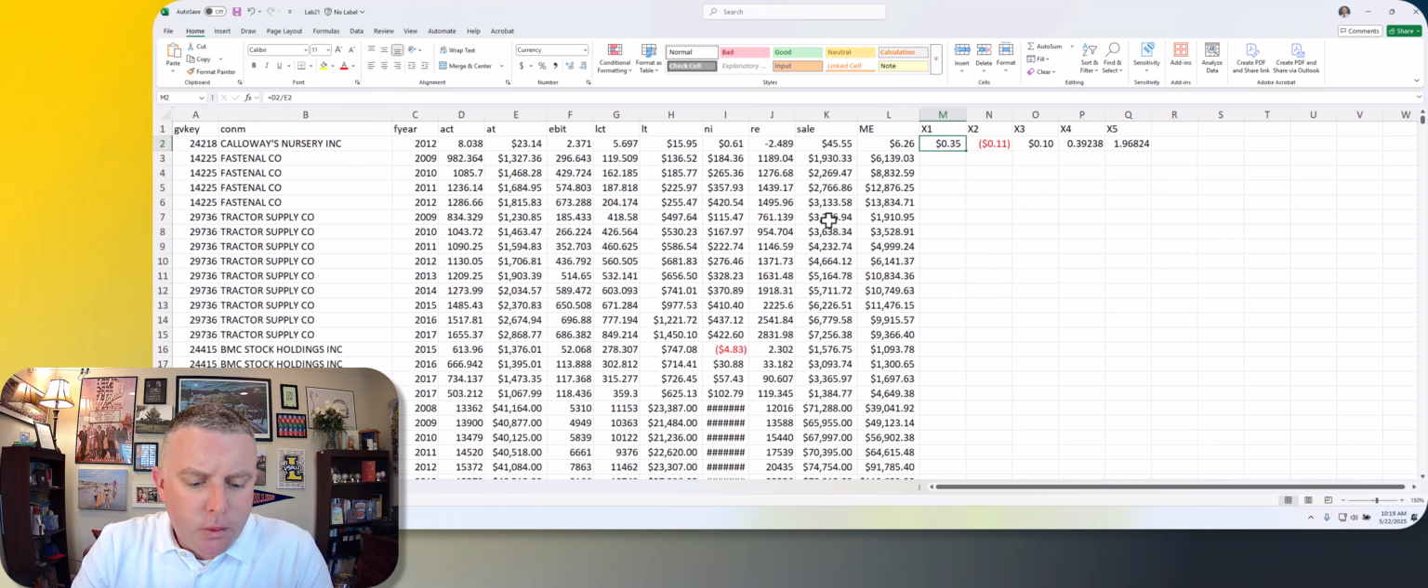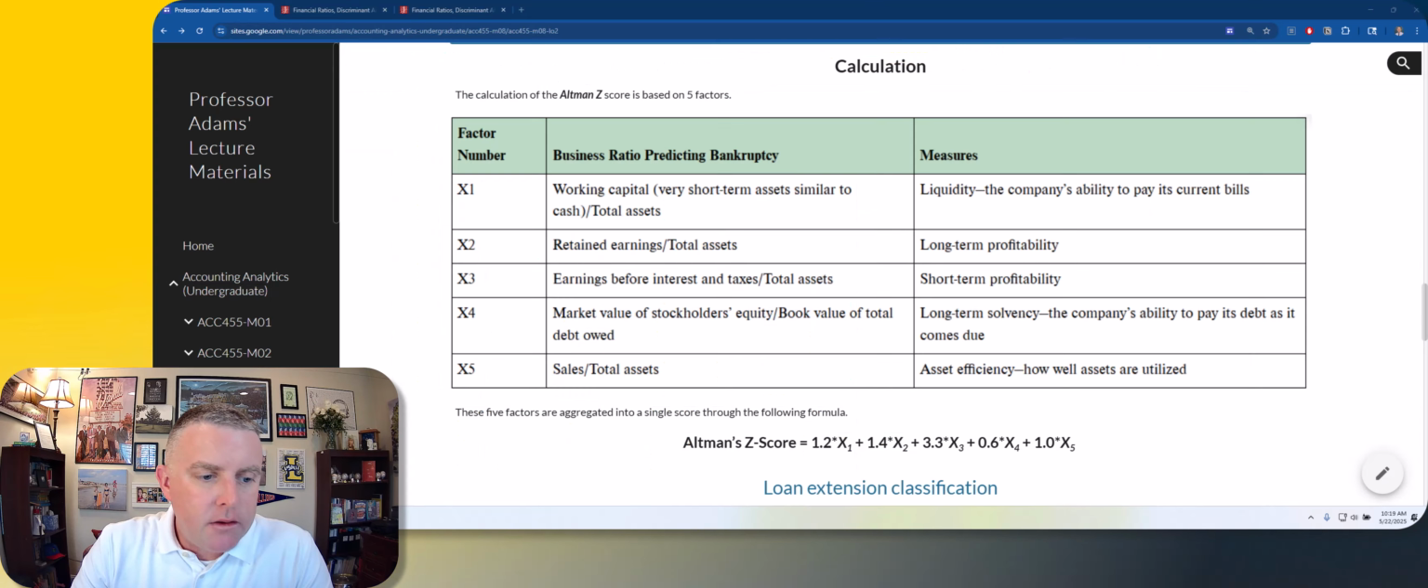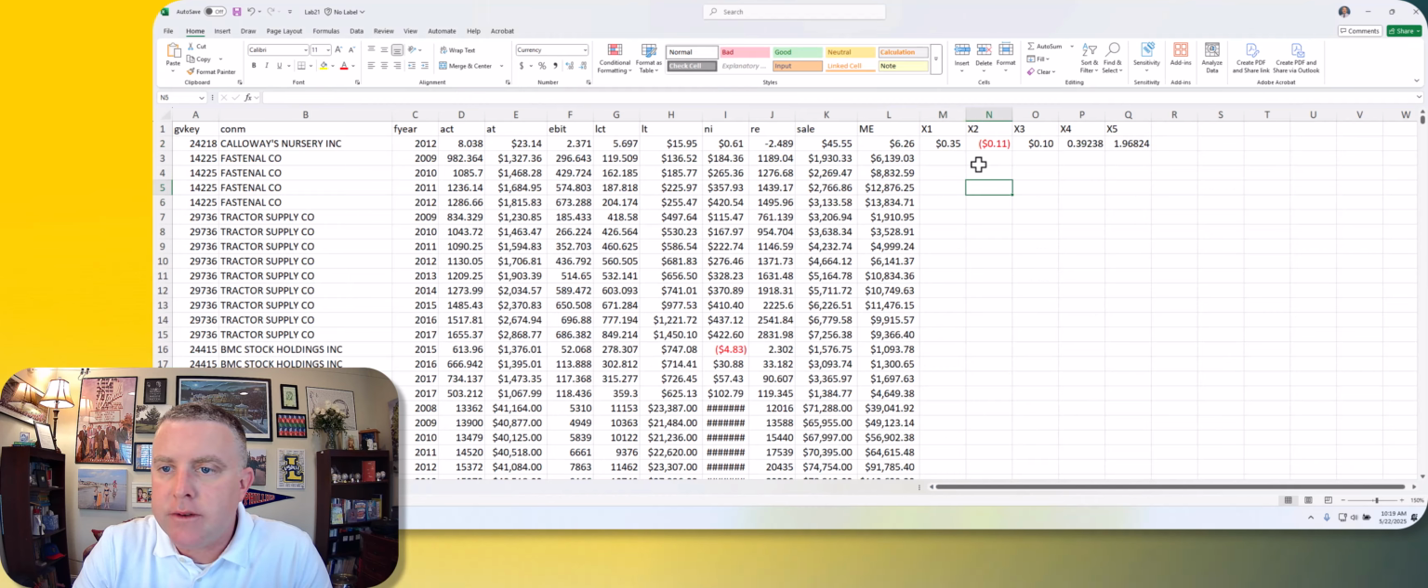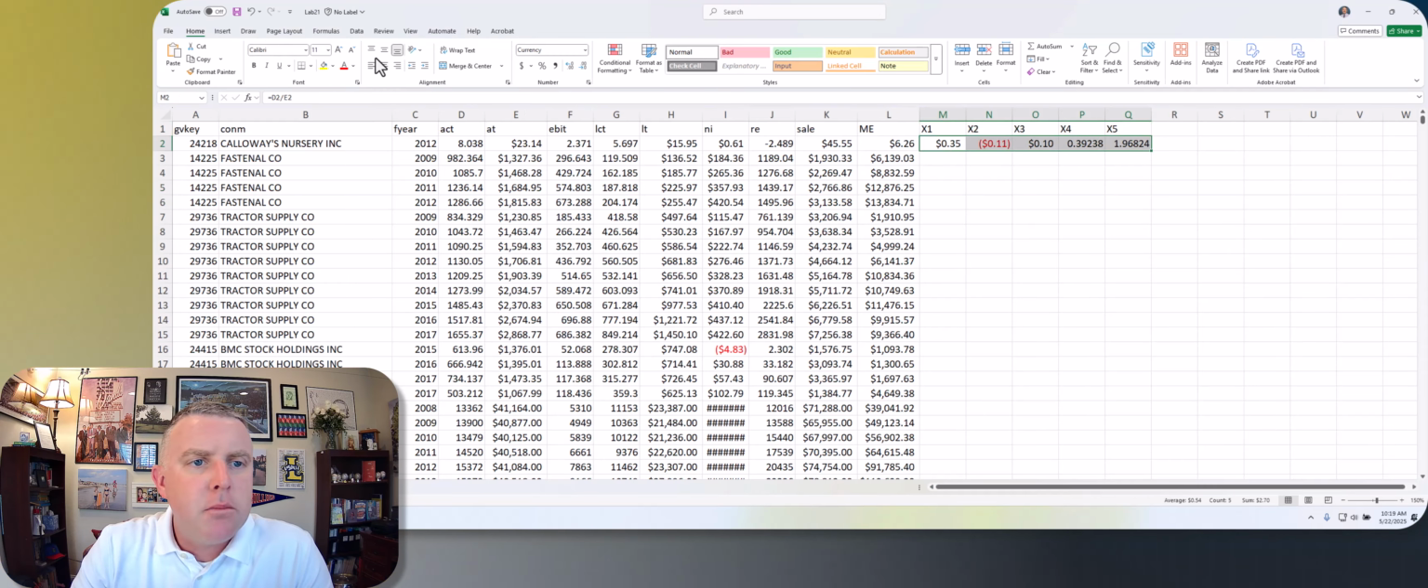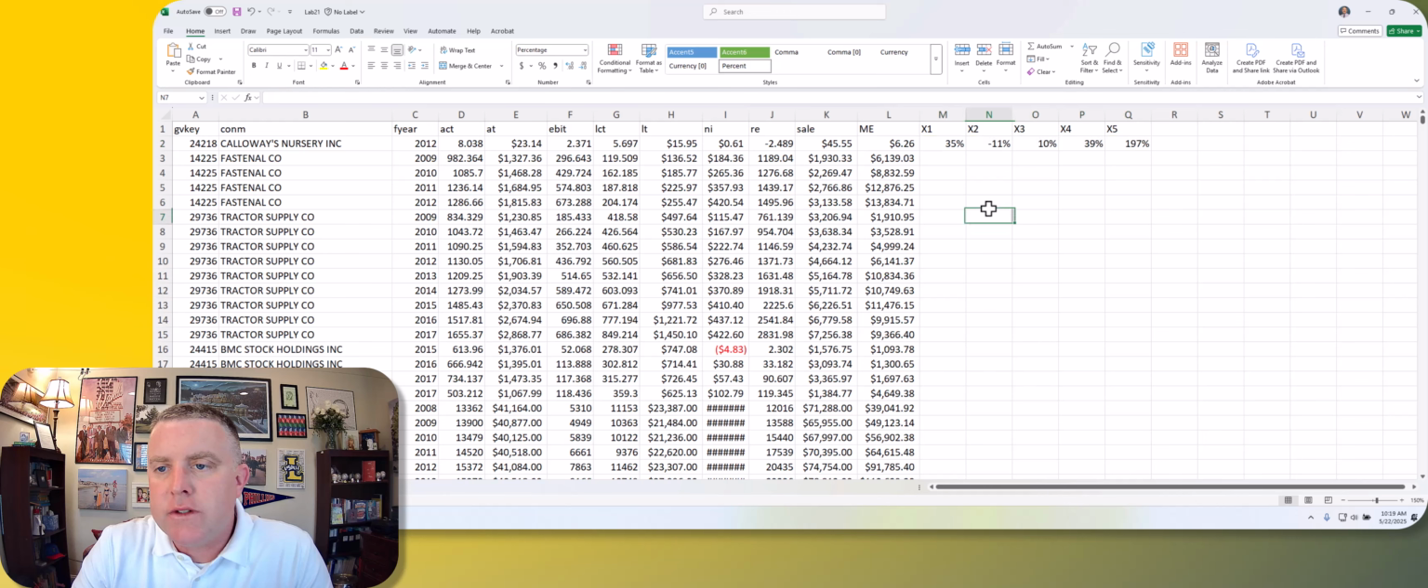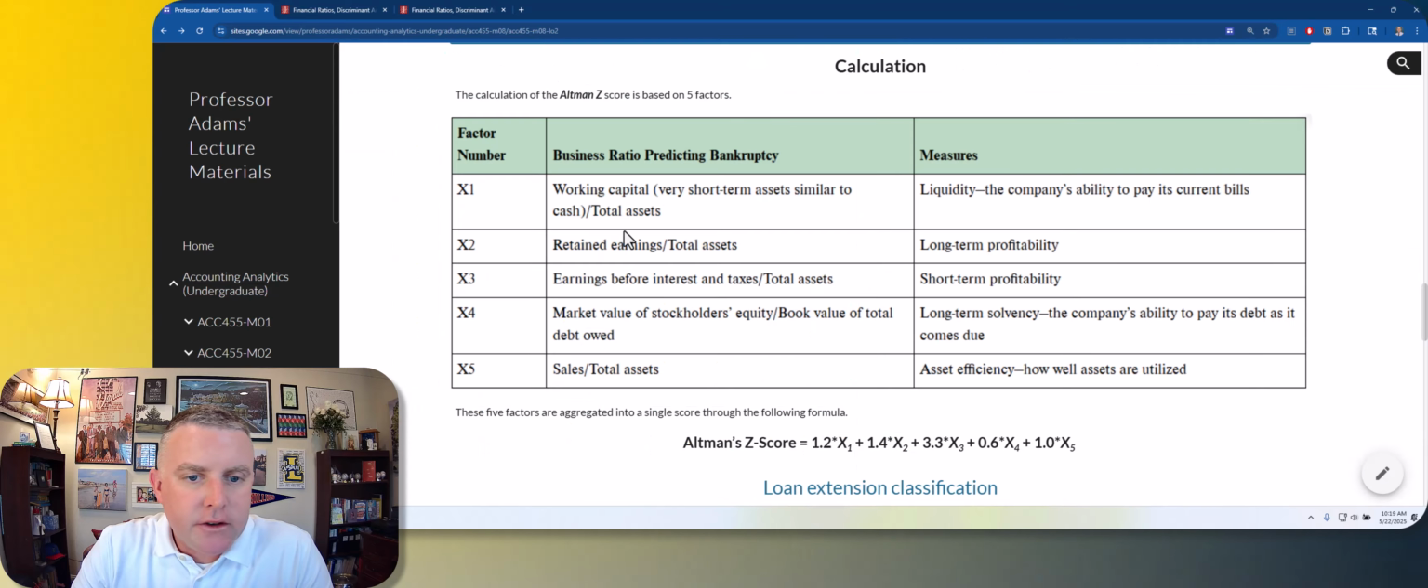Now, if you wanted to, consider the meaning of each of these numbers. Working capital to total assets is a percentage-based variable, so you can think about these in terms of percentages. For example, working capital is 35% of total assets. For the second factor, retained earnings to total assets, I don't know if there's an intuitive interpretation that would be useful here. Then we have earnings before interest and tax to total assets.